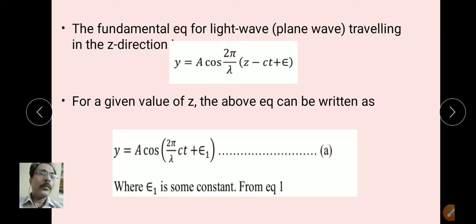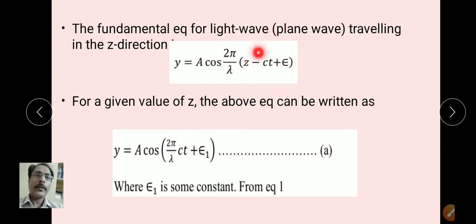2 pi by lambda gives the direction in which the light is moving. For a given value of z, the above equation can be written as follows. This equation is derived, and I have given the notes for this, so you can go through how it came. You have to consider a small magnitude equation, from which you consider the wave moving in the z direction. When it moves in the z direction, what type of phase is going to take place?